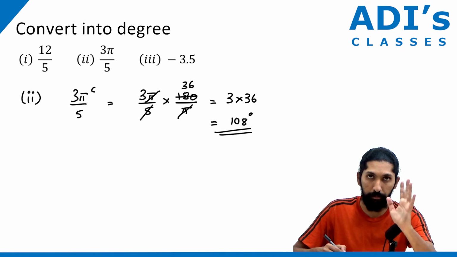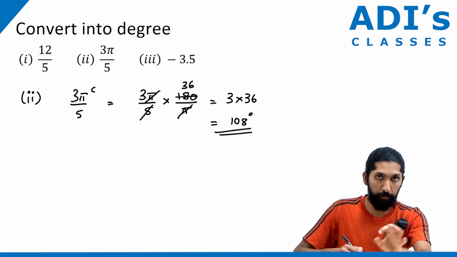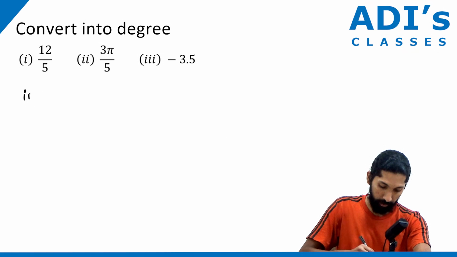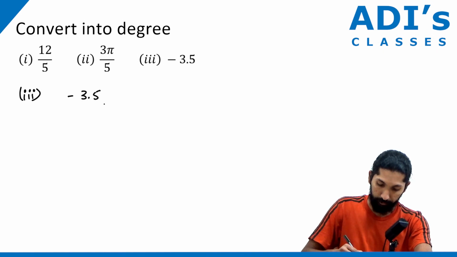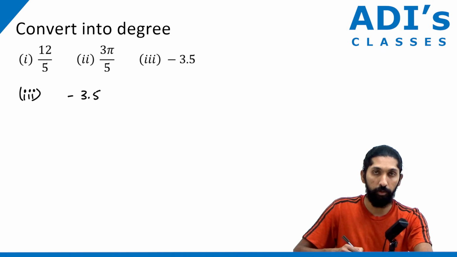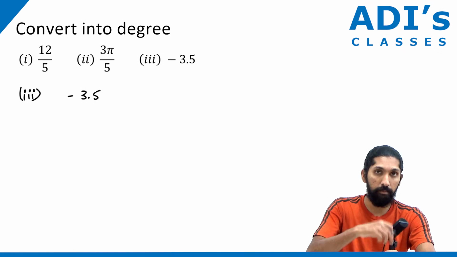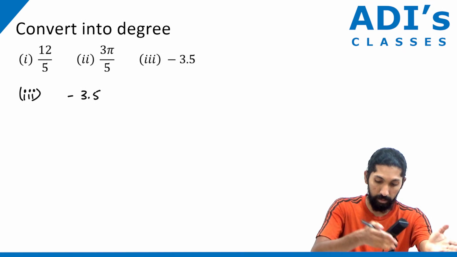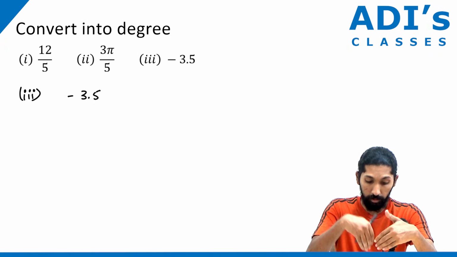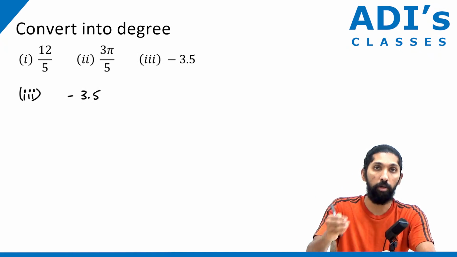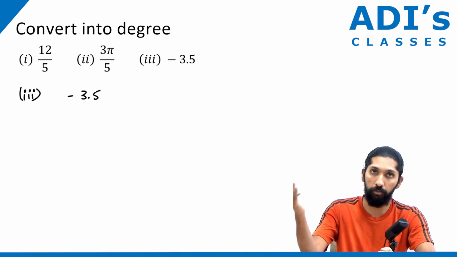Very, very simple. Right. Now let's do the third one, minus 3.5 radian. Now what I would suggest for you guys is pause the video and solve it. See, it's exactly the same as the first one, correct? First one is in fraction, this one is in decimal. That's the only difference. I want you guys to solve the third one on your own. Pause, solve it. Later on, you can look into the answer and the method of how to solve it.